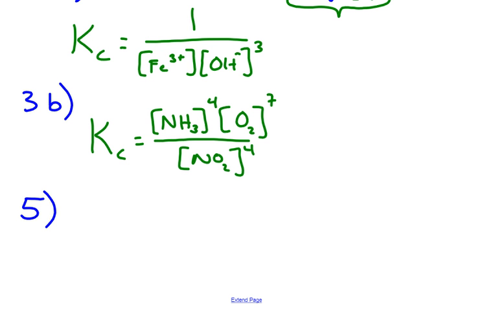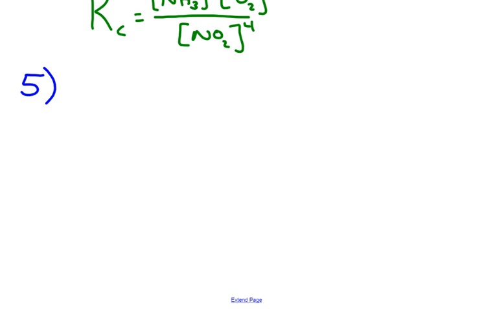So number 5, it says calculate the equilibrium constant K at 25 degrees for the reaction. Gives it to you. So here's the reaction.